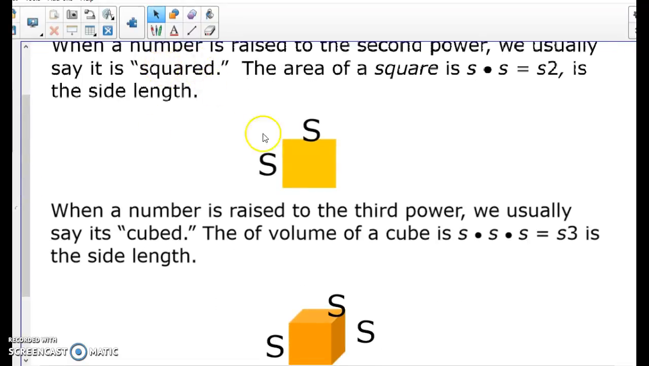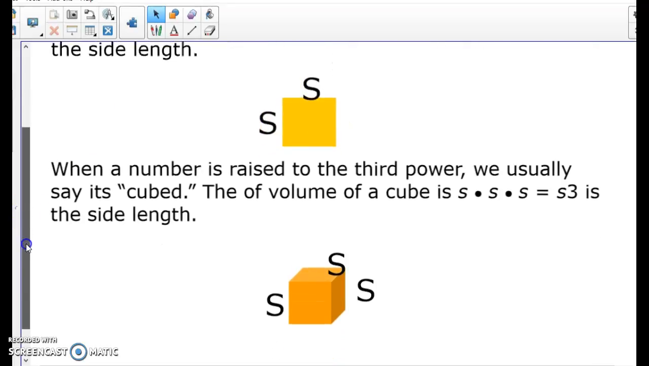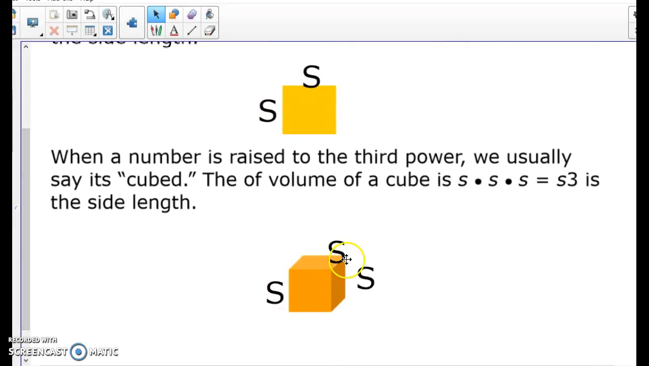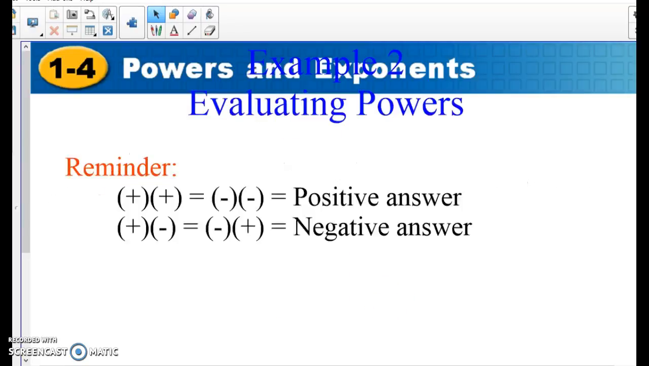Kind of the same thing goes along with exponents. If we say something is squared, that means it's to the second power. If we're trying to figure out the area of a square, we're multiplying things twice. If we say something is cubed, then it's to the third power, because if we're trying to figure out the volume of a cube, we multiply each side 3 times. So a side times a side times a side. That's why it's squared for 2 and cubed for 3.